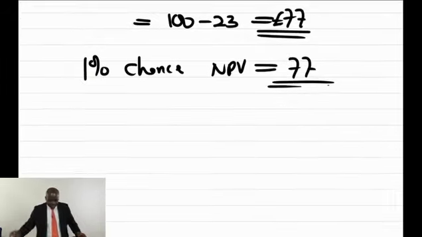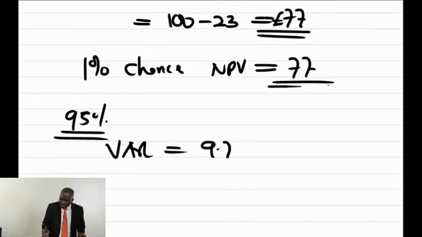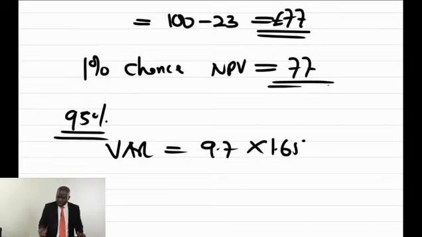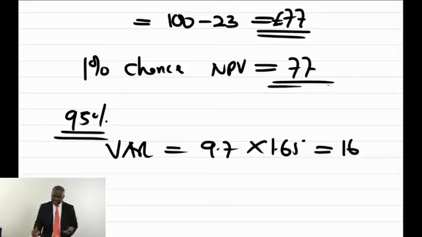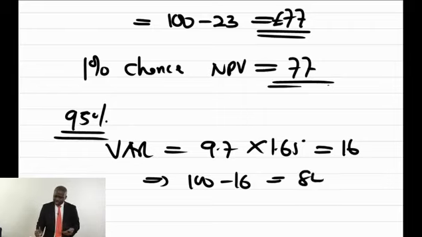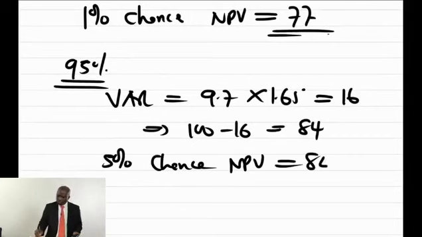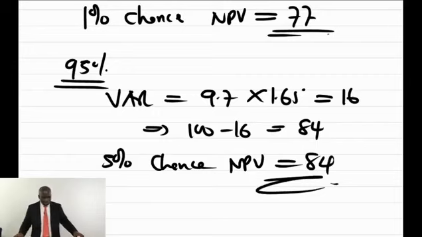So if I have to do 95% confidence level, my value at risk should be the 9.7 multiplied by 1.65. So 9.7 times 1.65, and that is 16. So the value should be 100 minus the 16. 100 minus 16 is what is giving 84. It means there is a 5% chance that the MPV will move toward 84. That's it. That's all about the value at risk.